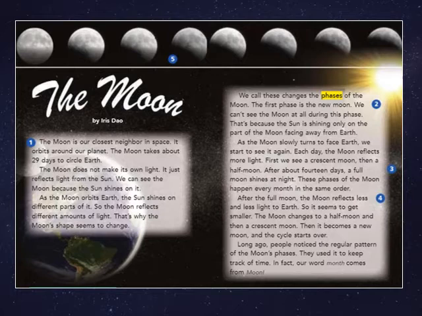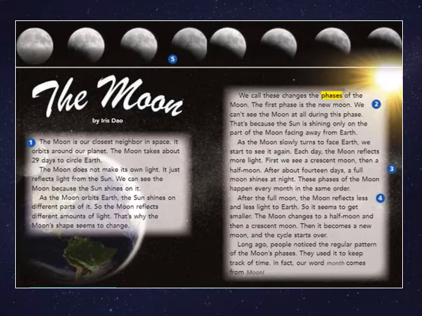After the full moon, the moon reflects less and less light to Earth, so it seems to get smaller. The moon changes to a half moon and then a crescent moon. Then it becomes a new moon and the cycle starts over. Long ago, people noticed the regular pattern of the moon's phases. They used it to keep track of time. In fact, our word month comes from the word moon.